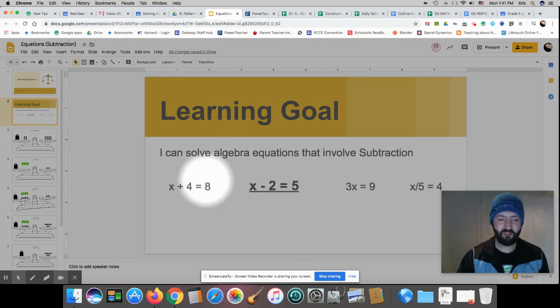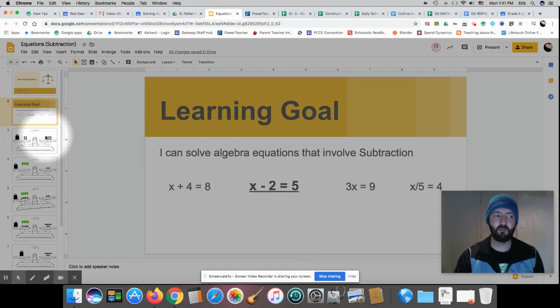Like I said, last class we talked about how to solve the addition style questions, and I'm going to take you through one example of that just to refresh your memory. But today the focus is on subtraction. Questions that look like this: x minus 2 equals 5. It has a subtraction sign in it today, and so that becomes our focus.